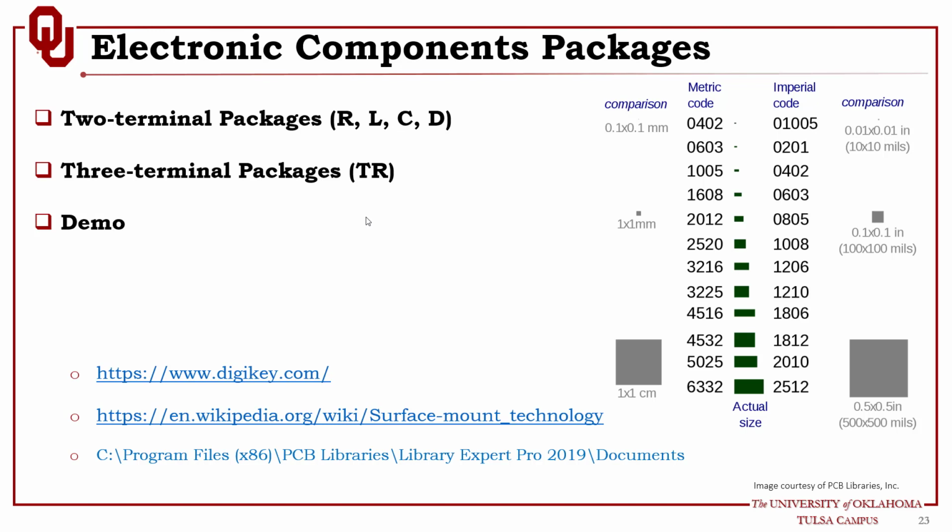Now, the two terminal packages are usually resistors, inductors, capacitors, and diodes as well. Here are some examples. We have the metric standard and the imperial standard as well. And we will see these in detail, so we'll take a look. For instance, if I need to search for a surface mount resistor on DigiKey. DigiKey is a component provider, a component vendor that provides components from different vendors, a component resource website. So let's take a look at DigiKey, for instance, to explain this.